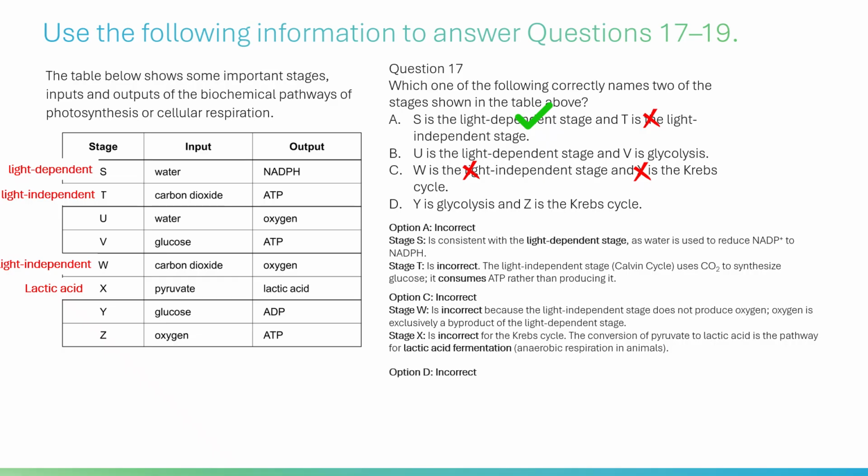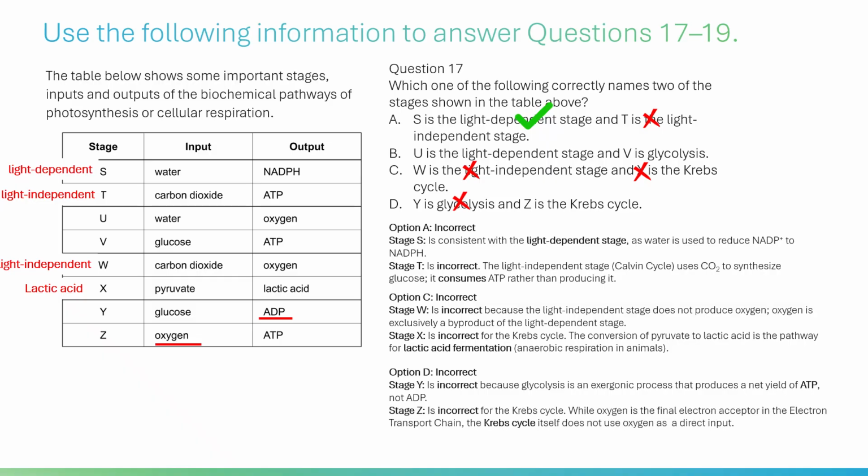Option D, incorrect. Stage Y is incorrect because glycolysis is an exergonic process that produces a net yield of ATP, not ADP. Stage Z is incorrect for the Krebs cycle. While oxygen is the final electron acceptor in the electron transport chain, the Krebs cycle itself does not use oxygen as a direct input.